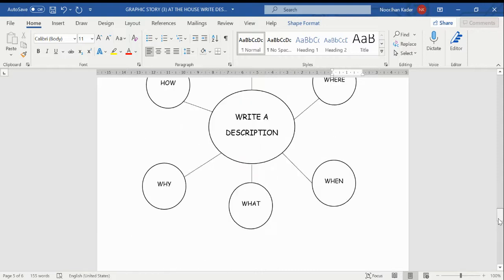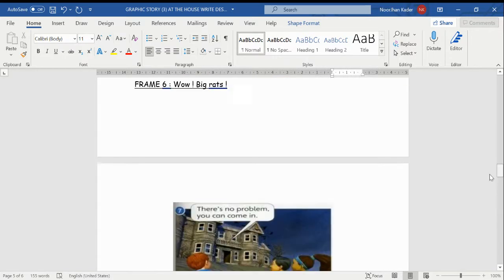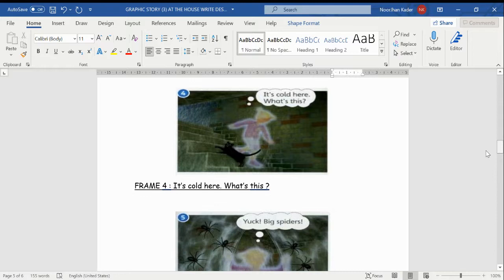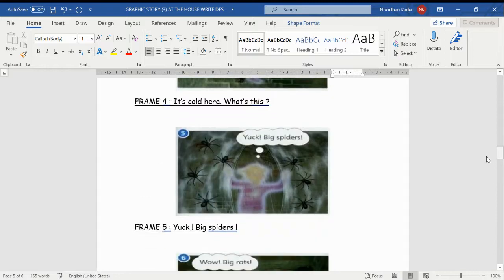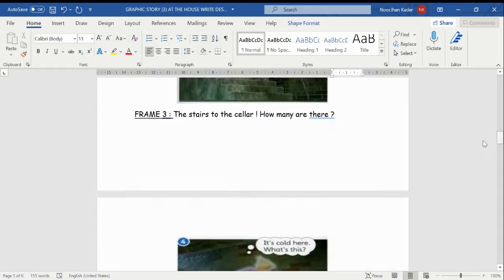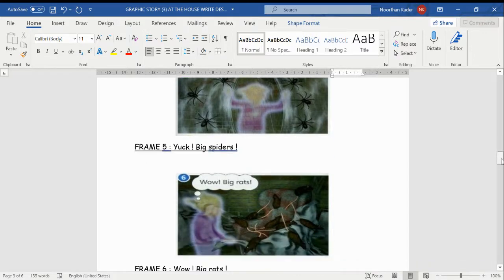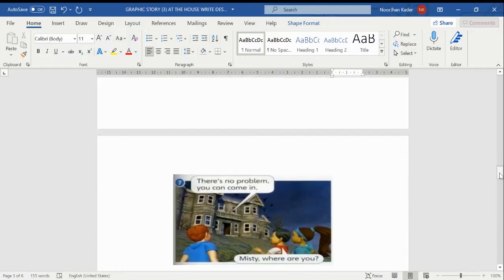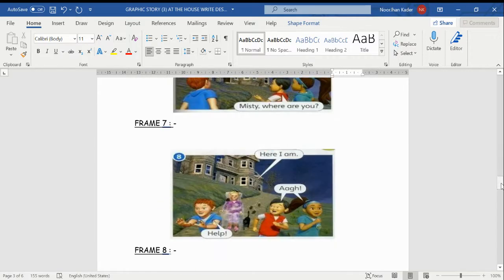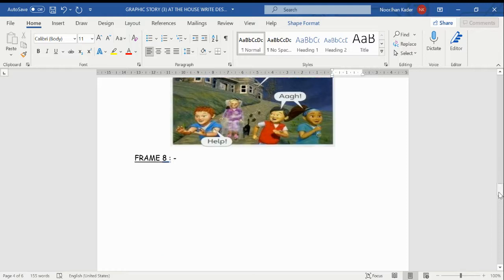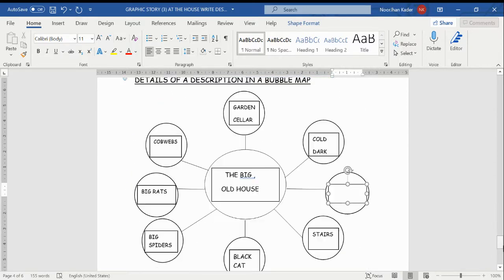Let's see how in the picture. How does the cellar look? Let's see again. It's cold. First thing, it is cold and dark. Then later on, you can also see there is dust. You can actually find dust. That is why when Misty comes out, her face is smeared, and her clothes are all full of dust. So you can say the cellar is also dusty, or full of dust.